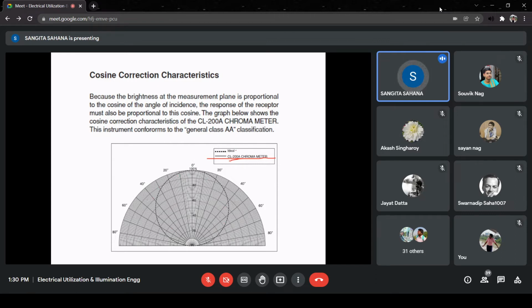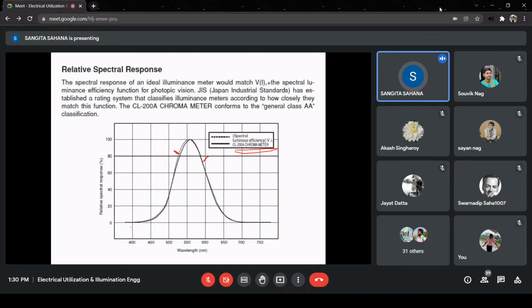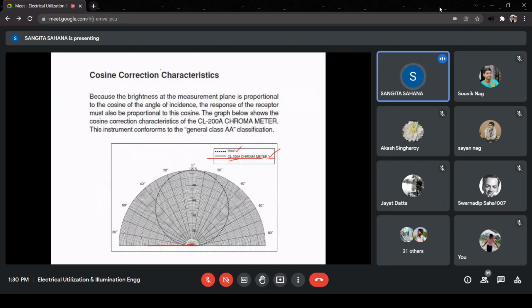So this is the ideal one. This is the chromometer response. So we have the cell here. Over that we have the V lambda correction filter. Then we have the cosine correction filter.